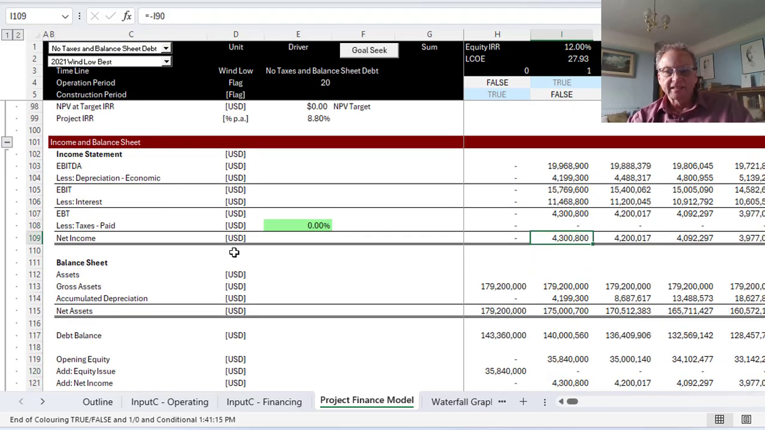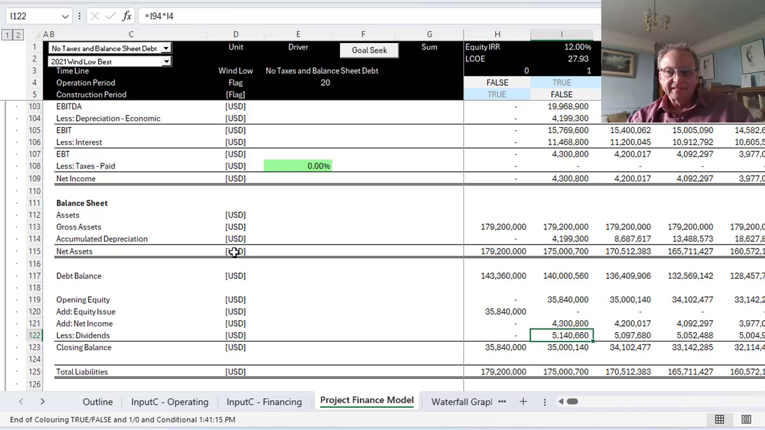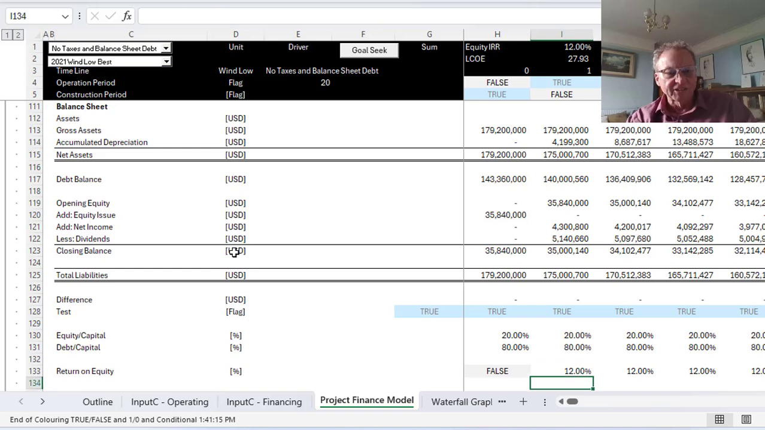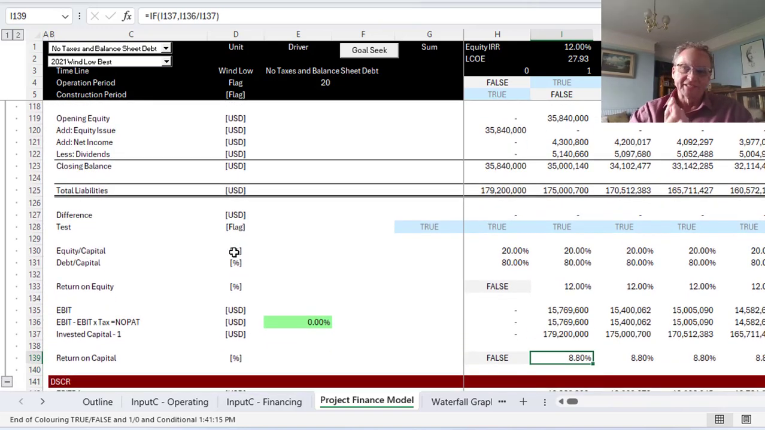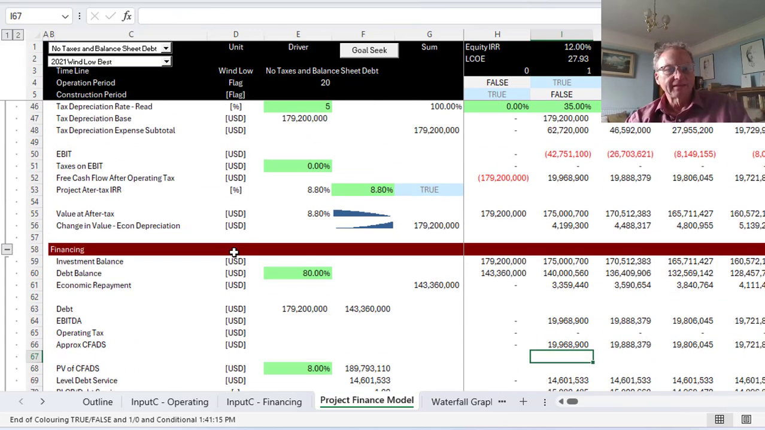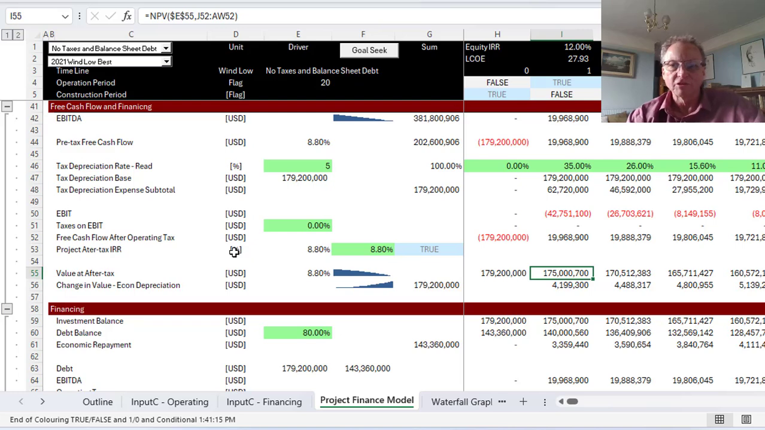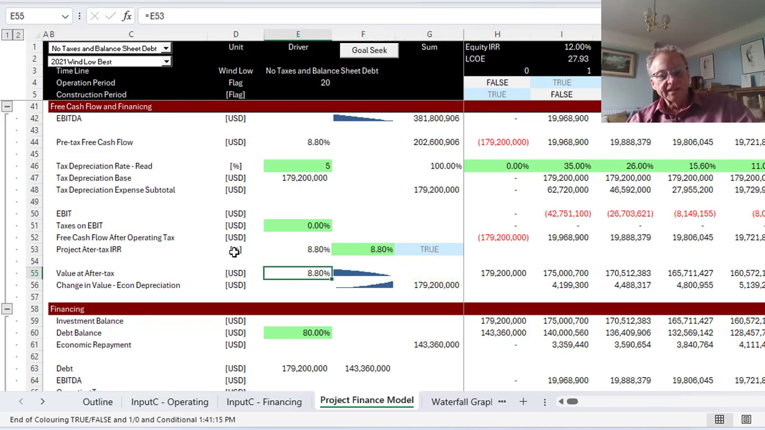Okay, and we get our income after interest, and this time we have debt and equity on the balance sheet. The balance sheet still balances, and even cooler, which I never was able to do before, we get the same return on equity each and every single year. How do you do that? Well, here's how. You go up and compute the economic depreciation in the same way. This time we have no taxes, so this economic depreciation is basically the same as the EBITDA, and you take the NPV of the EBITDA.